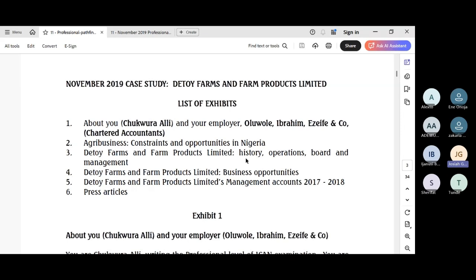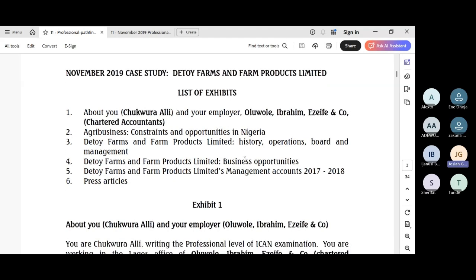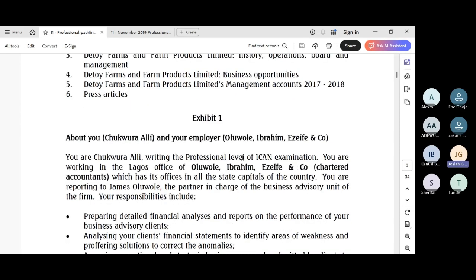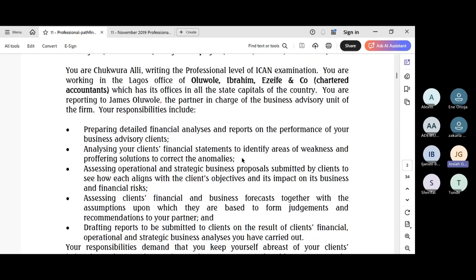And the fifth is the computational. So from 1 to 4 is non-financial information. But exhibit 5 is management accounts, which is pure numerical information, financial information. And the management accounts was presented in the pre-seen for 2017 and 2018 only. Then the 6th exhibit are press articles.